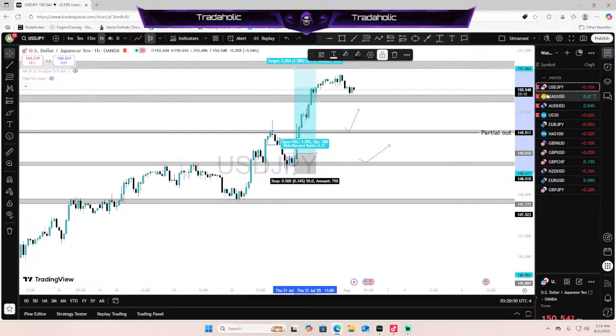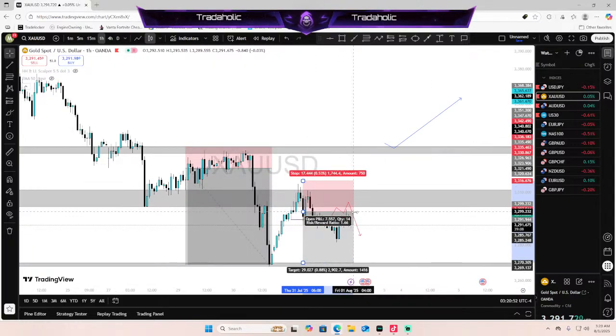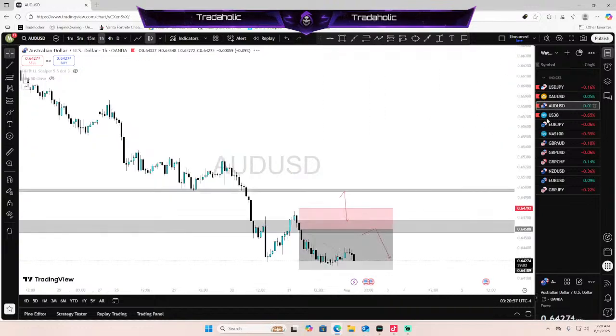This was yesterday's trade. Wait, was it yesterday or 2 days ago? I don't remember. I think it was yesterday. Oh yeah, it is yesterday's trade.